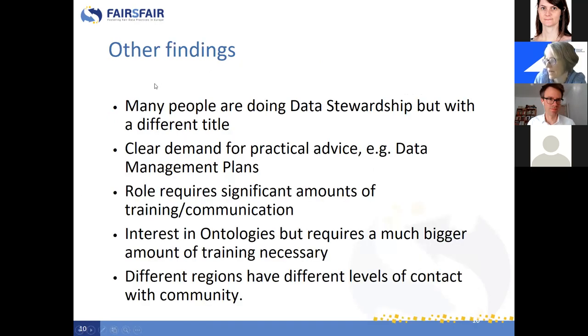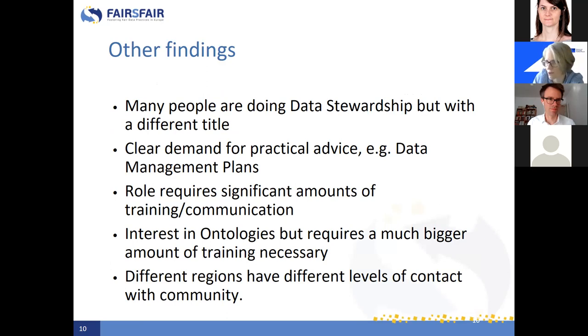So many people are doing data stewardship, but not necessarily identified as data stewards. There's very much a clear demand for practical advice. One of the things that we particularly get asked for is around data management planning activities when we're doing the instructor training. People taking on these roles are having to do a significant amount of training and communication. So that's another key skill set. Apart from the technical skills, they also need to have these good training and communication skills.